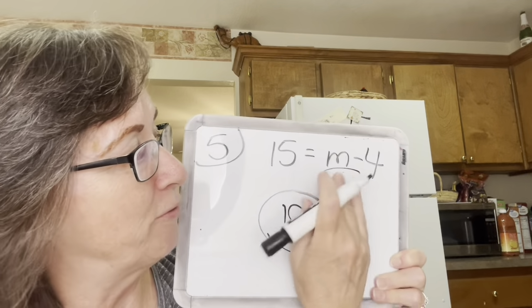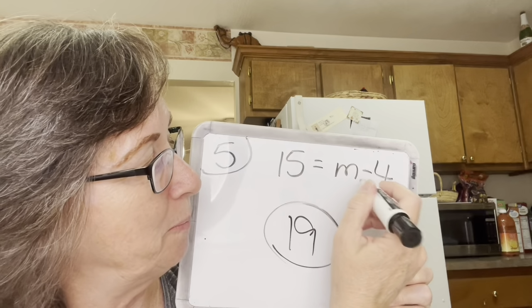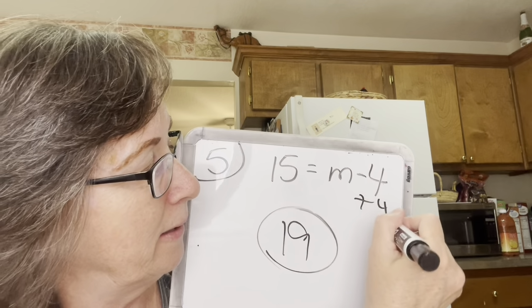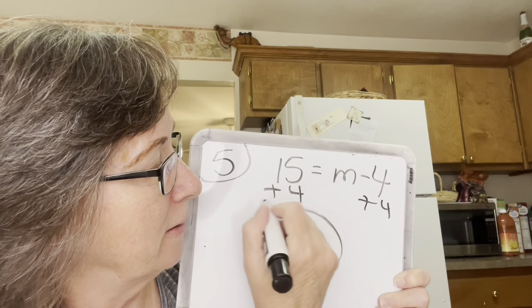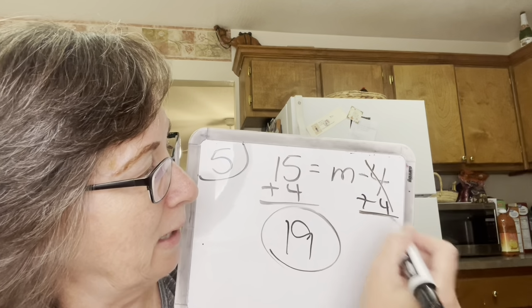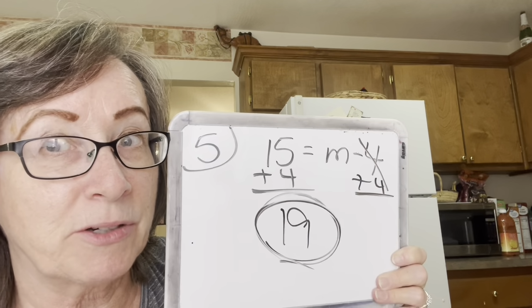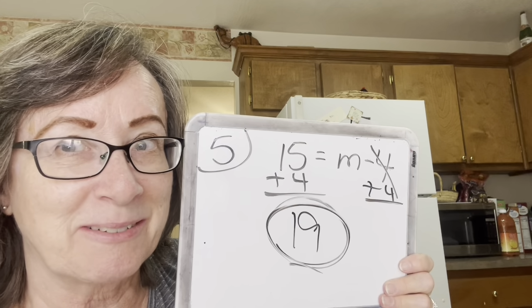Okay, now the formal way to work that problem would be to, since we want to get rid of the negative 4, we add a 4 here, and we add a 4 over here. This goes away, and we get m equals 19. That's called the addition property of equality, which we'll be learning very soon. And we are done with lesson 14.